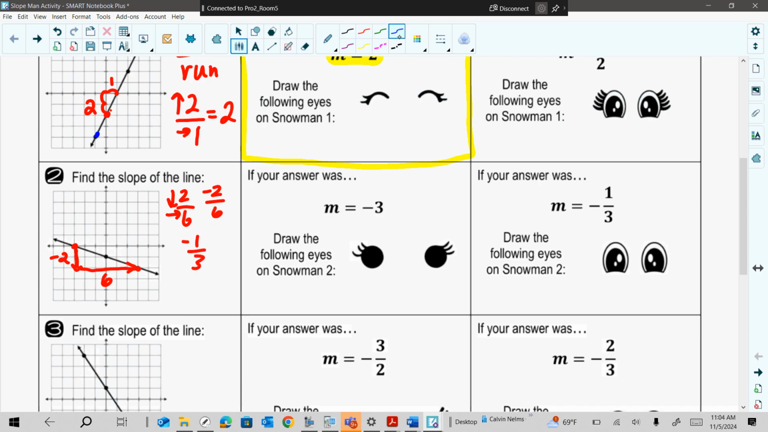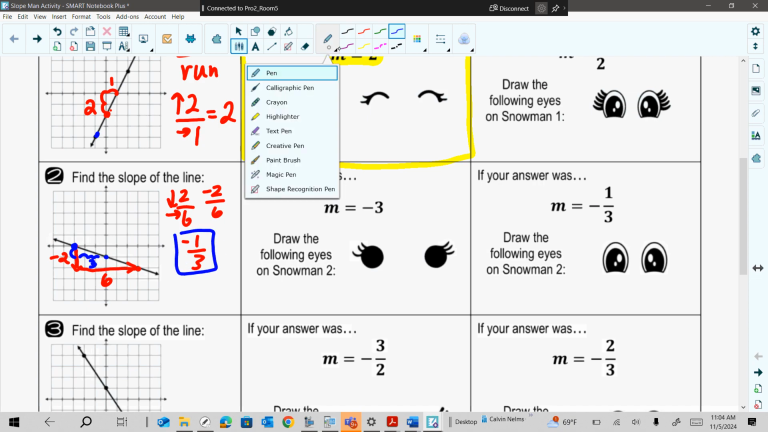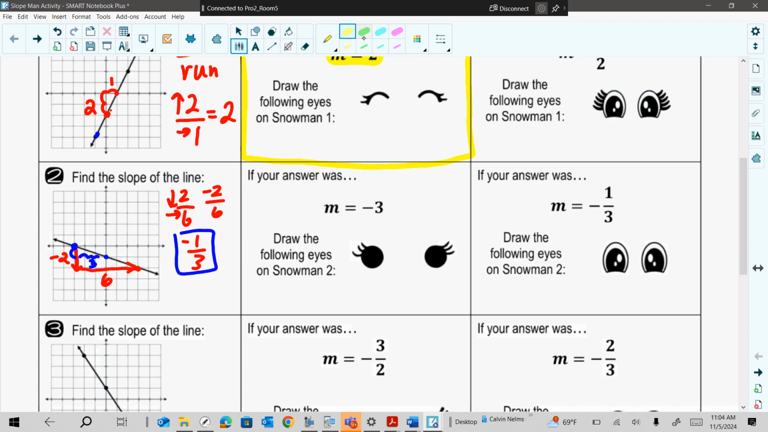What I was saying is you'll still get the same answer because I could have picked these first 2 points, and that would have been down 1 and then to the right 3. It would have given me the same answer. So that's finding your slope off a graph. This is what we did yesterday, so this is not new.